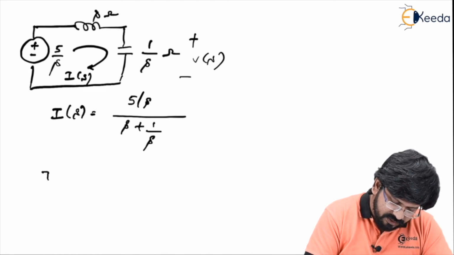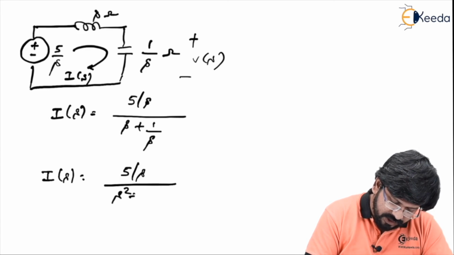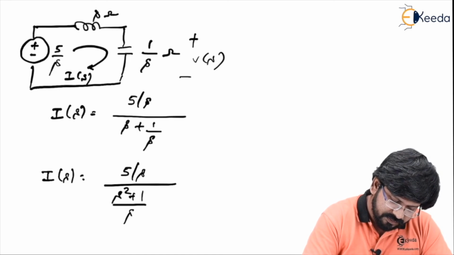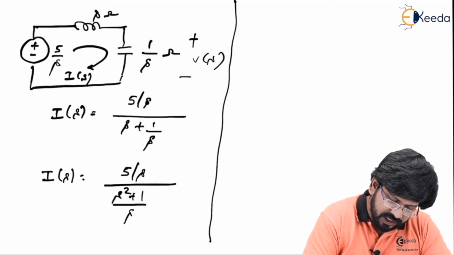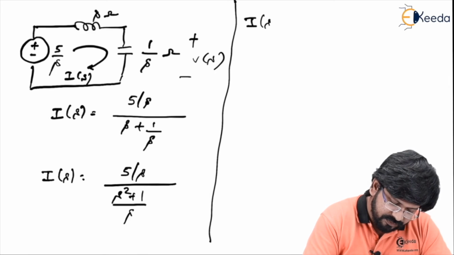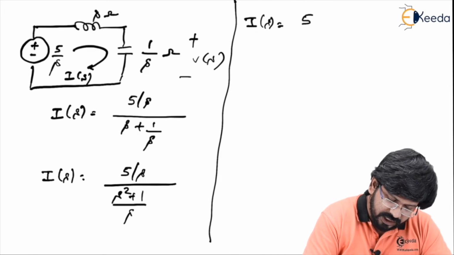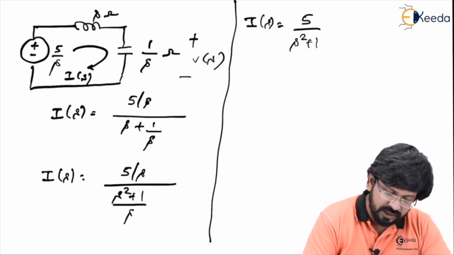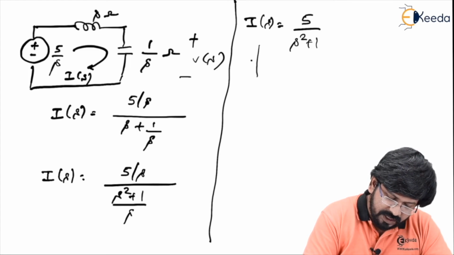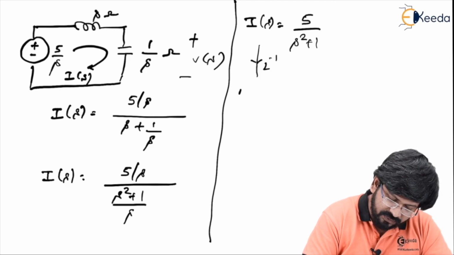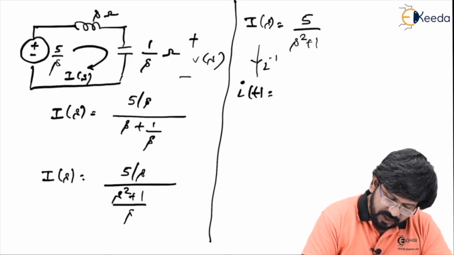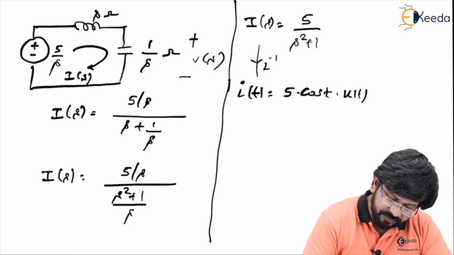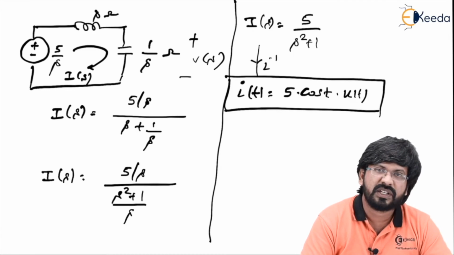I can write I of S as 5 by S divided by S square plus 1 upon S. S will get cancelled. What is the final I of S? It is 5 upon S square plus 1. If you take inverse Laplace of it, you will get I of t as 5 times cos of t, of course with u of t. So this is the I of t you have.